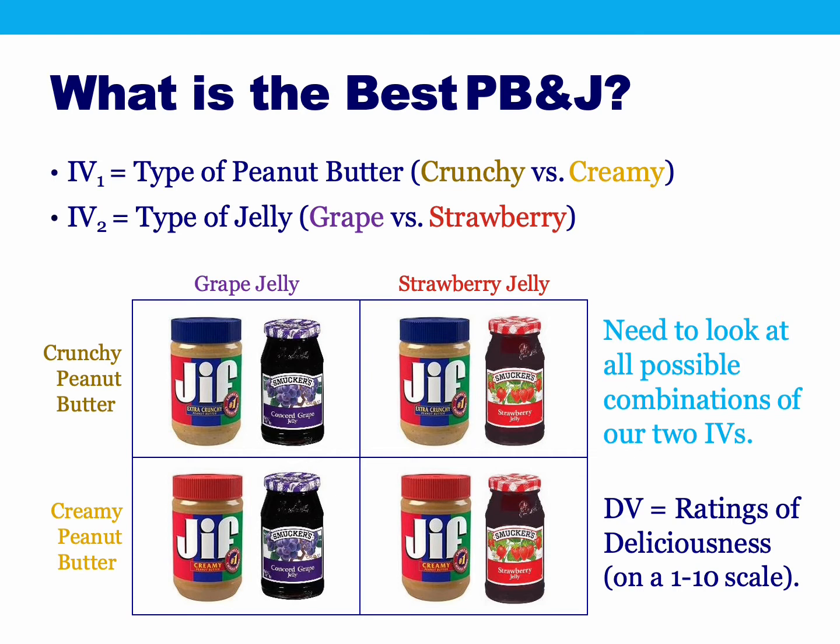In order to conduct a factorial ANOVA, we need to look at all of the different possible combinations of our independent variables. Like I said, our independent variables are type of peanut butter and type of jelly. Our dependent variable is going to be rating of deliciousness on a 1 to 10 scale. We're going to use a Likert scale, also known as an interval scale, to formally assess the level of deliciousness of the sandwich.